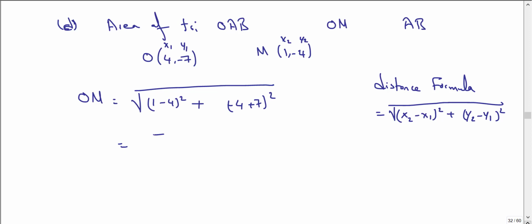This will be 9, and 3 squared is also 9, so it will be root 18.